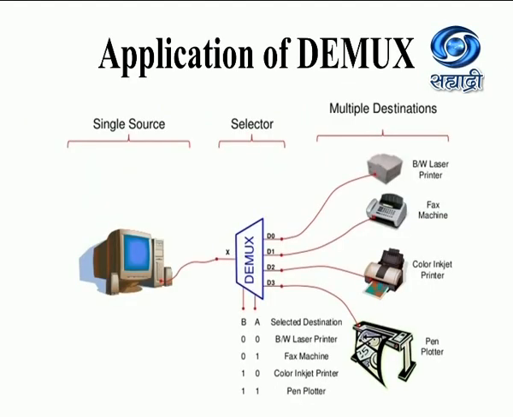So this is the real-time application of demux. Here one computer is connected to the demux and we can select number of outputs by using one computer. So the outputs can be the laser printer, fax machine, color printer or pen plotter. By using these select lines we can select different data outputs.